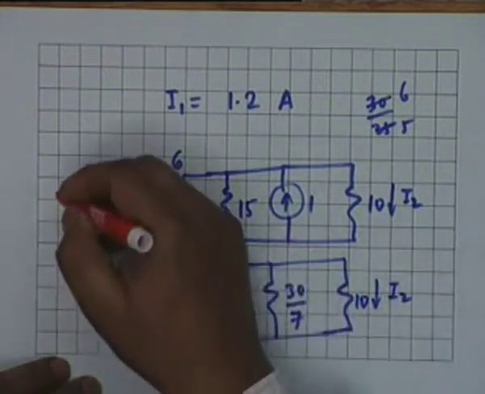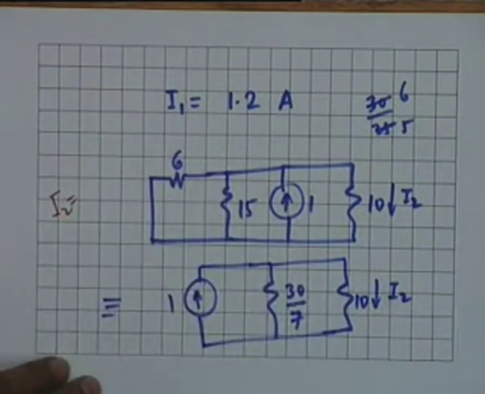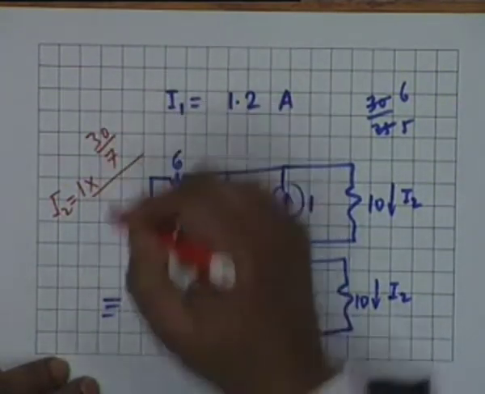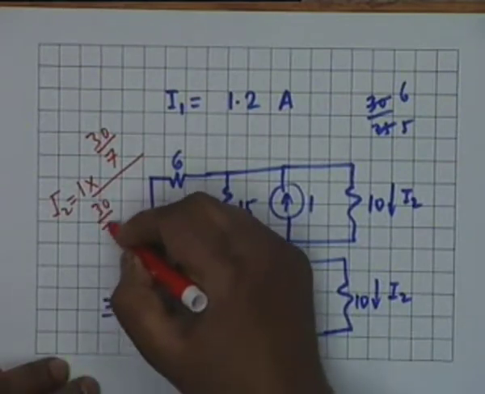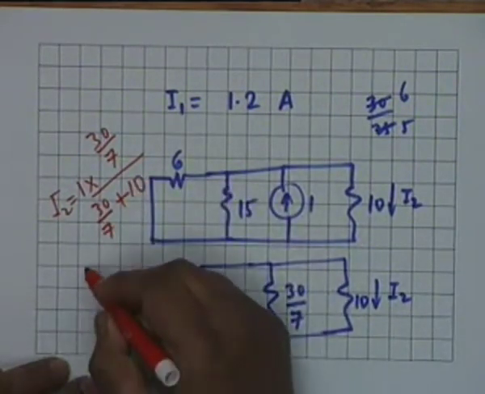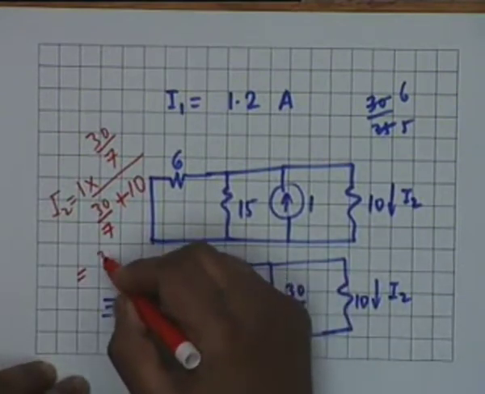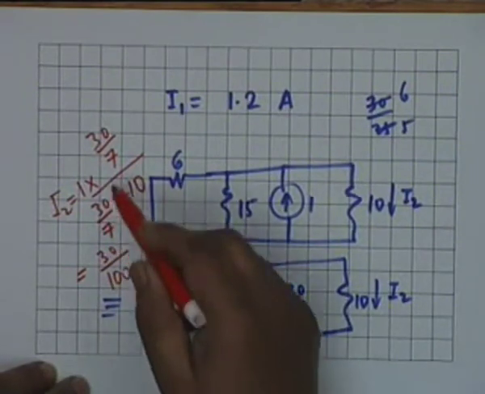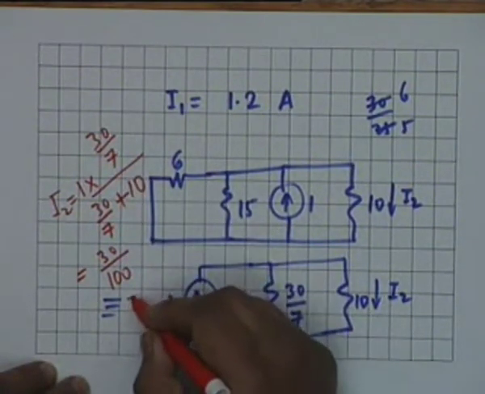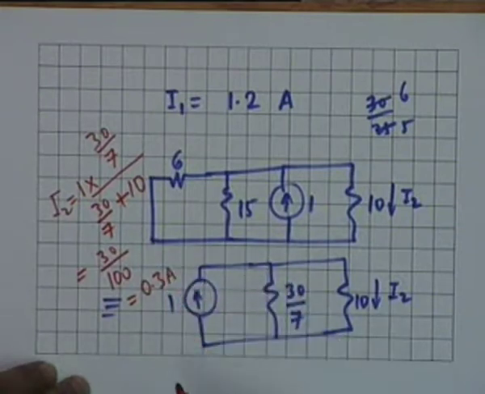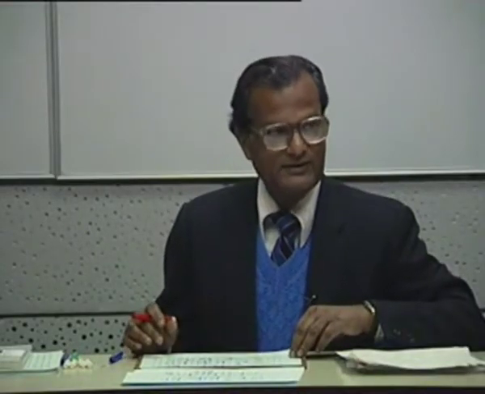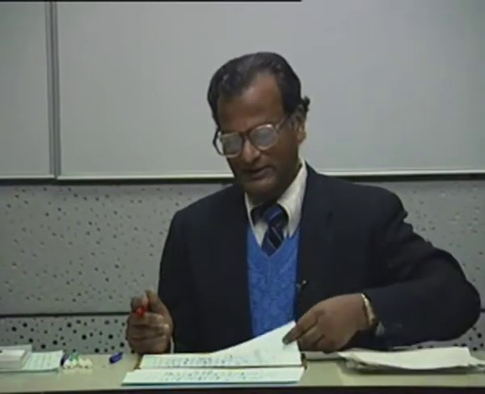Therefore my I2 shall be equal to 1 multiplied by 30 by 7 divided by 30 by 7 plus 10, which is equal to 30 by 100, right? If I multiply by 7, 30 by 100, which is equal to 0.3 ampere, and therefore by superposition, if you have found them independently, simply add them up. All right, simply add them up.